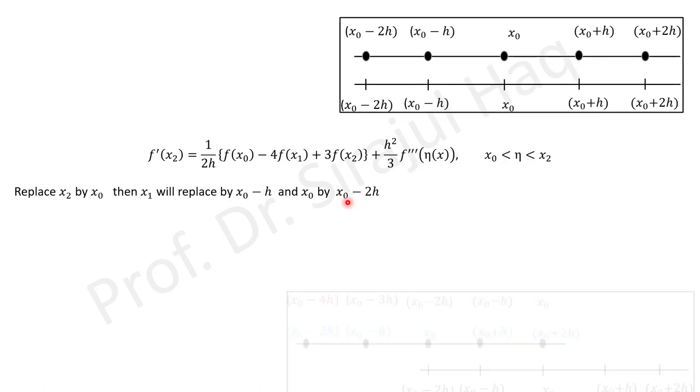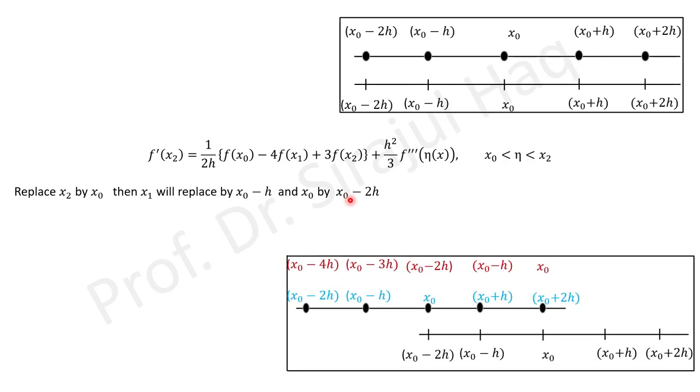How? Exactly in a similar fashion as we discussed before. The position of the particle, you can see both are the same. But I shifted this particle to the position of x0. I shifted this complete slot to the left-hand side. So x2 has been shifted to x0. Similarly, x1 will shift to x0 minus h and x0 will shift to x0 minus 2h. And similarly, x0 minus h will shift to x0 minus 3h, and x0 minus 2h will shift to x0 minus 4h.